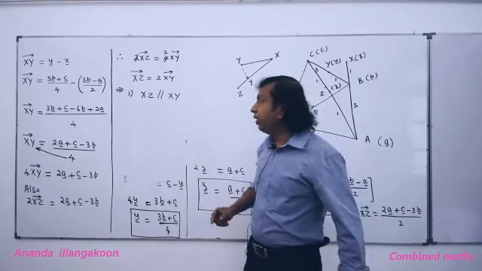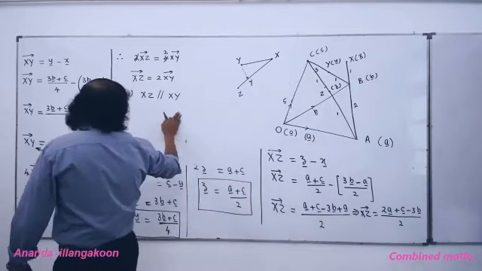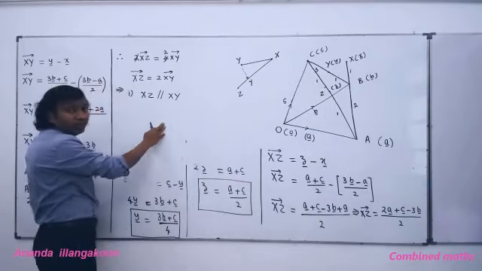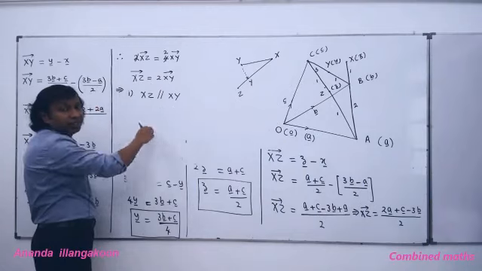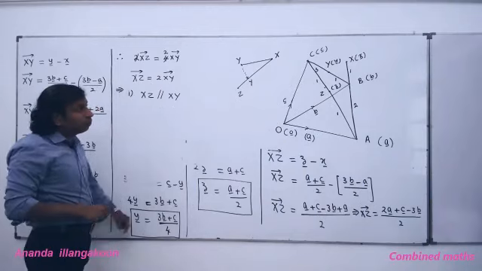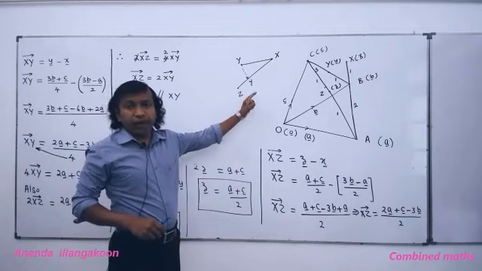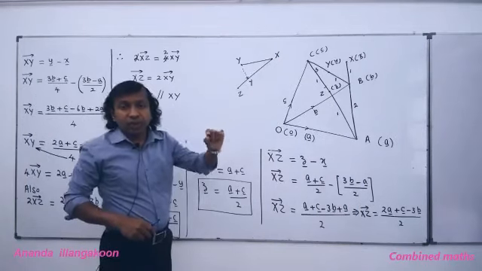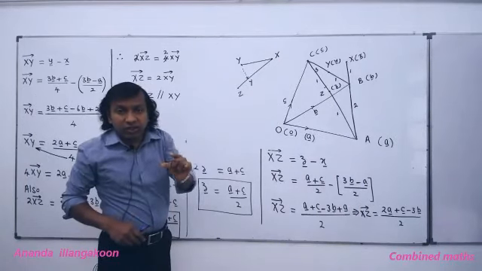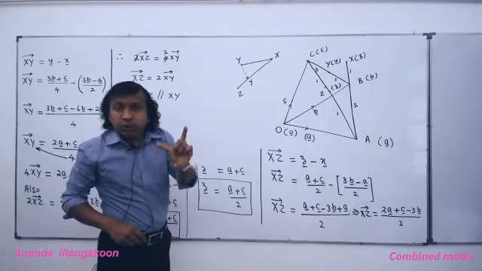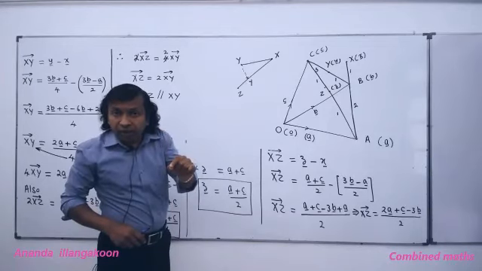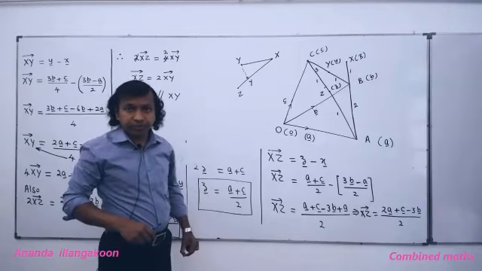Understood? Then this is sufficient to say that X, Y, Z are collinear. No need to draw a diagram this way and no need to explain it in words. When two line segments are starting from a point so that they are parallel, then the 3 points must be collinear. No need to explain further.